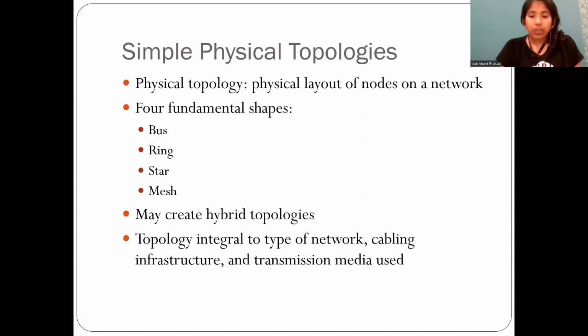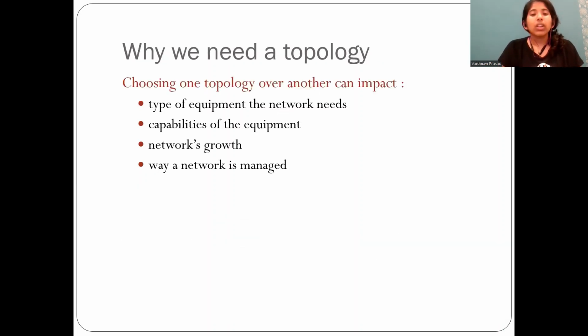Topology integrates the type of network, cabling infrastructure, and transmission media used. So these factors are the major components of a topology. Why do we need a topology? Choosing one topology over another can impact the type of equipment the network needs, the capabilities of the equipment, the network's growth, and where a network is managed. So depending upon these criteria, we have to choose what type of topology we need.